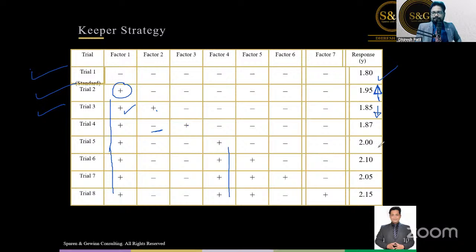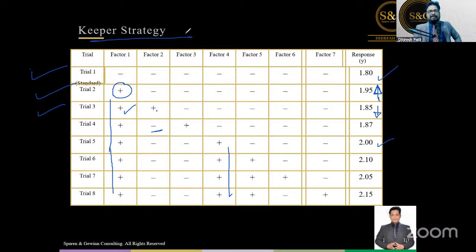Look and see here. Okay. That setting actually I will keep as it is. This is called keeper strategy, keeping the factor setting at the same level where it is showing improvement in the response. It is called keeper strategy. One OFAT ka revised version hai keeper strategy.